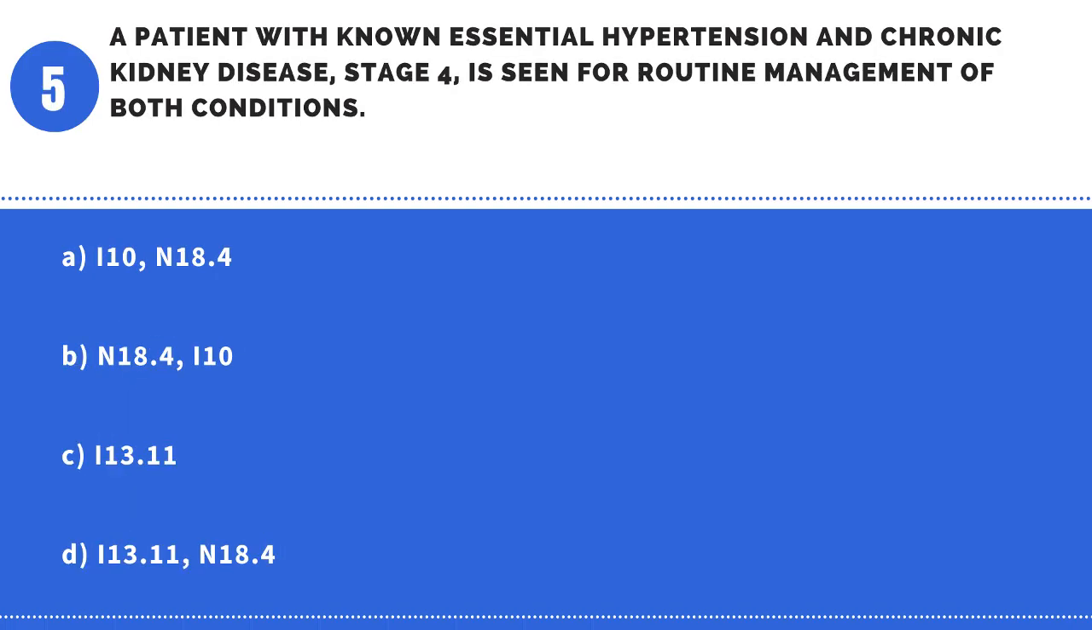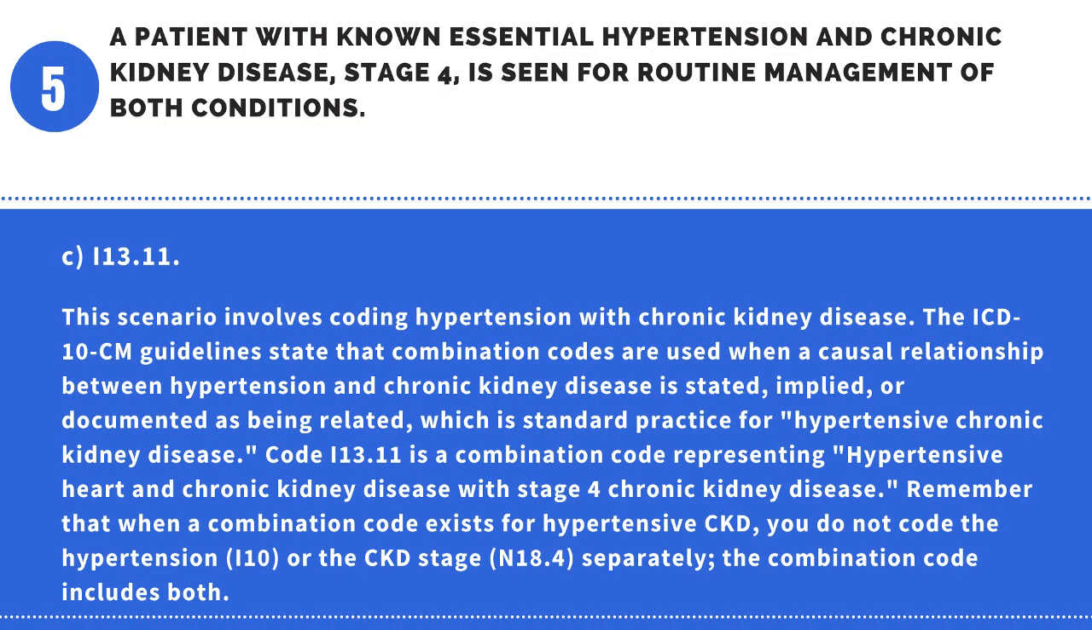Question 5. A patient with known essential hypertension and chronic kidney disease, stage 4, is seen for routine management of both conditions. A. I10, N18.4. B. N18.4, I10. C. I13.11. D. I13.11, N18.4. Answer: C. I13.11. This scenario involves coding hypertension with chronic kidney disease.